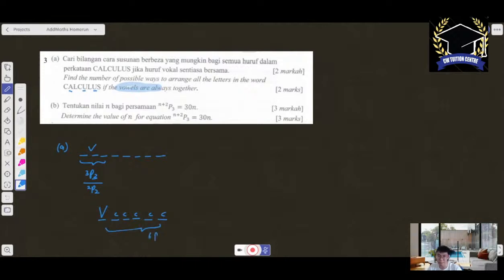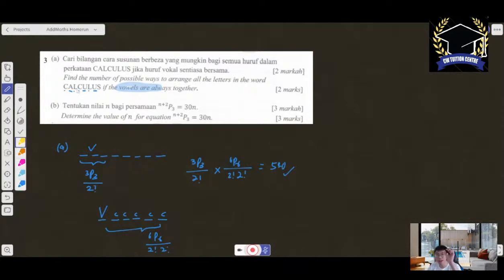I use 6P6. But you can see the C is repeated 2 times, so you divide by 2 factorial for the C. And you can also see the L is repeated 2 times, so divide by 2 factorial. So it will be 3P3 divided by 2 factorial, because the U is repeated 2 times for the vowels. Times, you want to arrange together with the consonants, 6P6 over 2 factorial, 2 factorial, and find the answer. Okay, I'm getting 540 here.